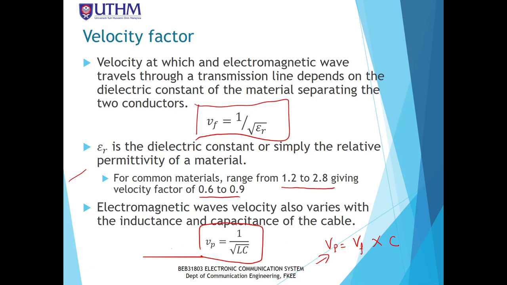Formula yang kedua boleh digunakan instead of Vf multiplied over C. You can use wave velocity equal to 1 over square root of LC. Okay, boleh juga kita cari menggunakan square root of LC. The unit is meter per second. Okay, also here meter per second.